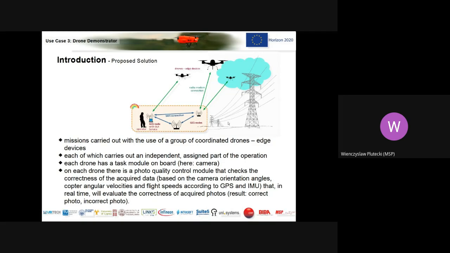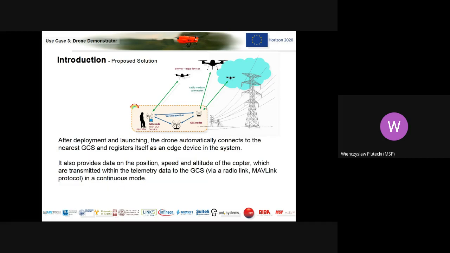Drones are connected with a radio modem link to the ground control station, and as you see, one control station can control more than one drone at a time. The drone, after deployment and launching, automatically connects to the nearest ground control station, registers itself as an edge device in the system, and is ready for the mission. Continuously, it provides telemetry data about its position, speed, and altitude of the copter, and they are transmitted directly to the ground control station which controls the specific drone.